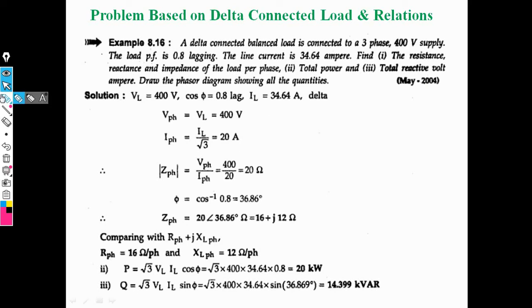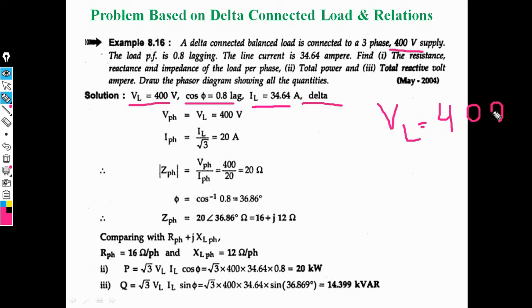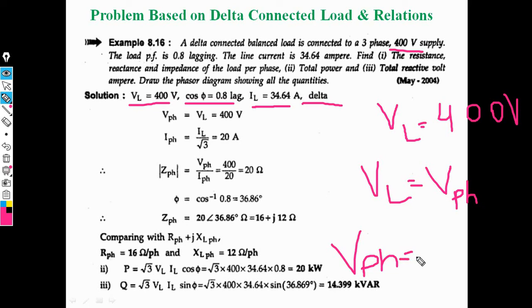Now first, the given line voltage is 400 volt, cos phi is 0.8, and line current IL is 34.64 ampere, with a delta connected load. In a delta connected load, VL is equal to VPH. So the phase voltage VPH is equal to 400 volt.